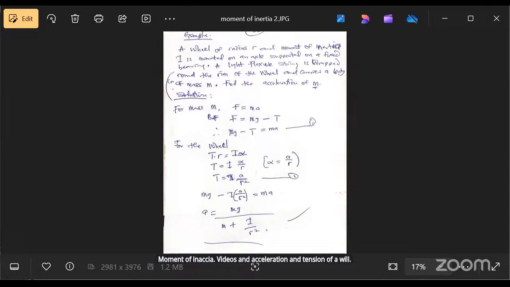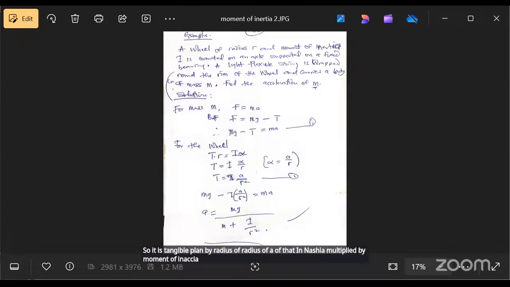So it is tension multiplied by radius, equal to moment of inertia multiplied by alpha, and I've defined alpha for you in the circle you see there. So you have TR equals I alpha.